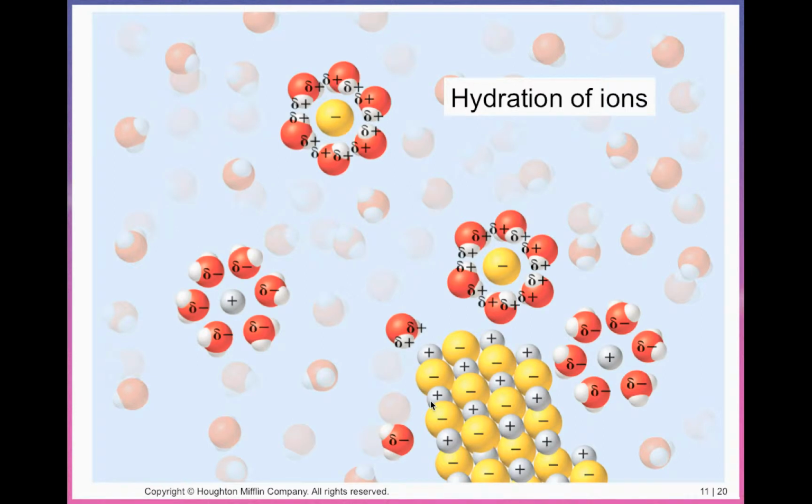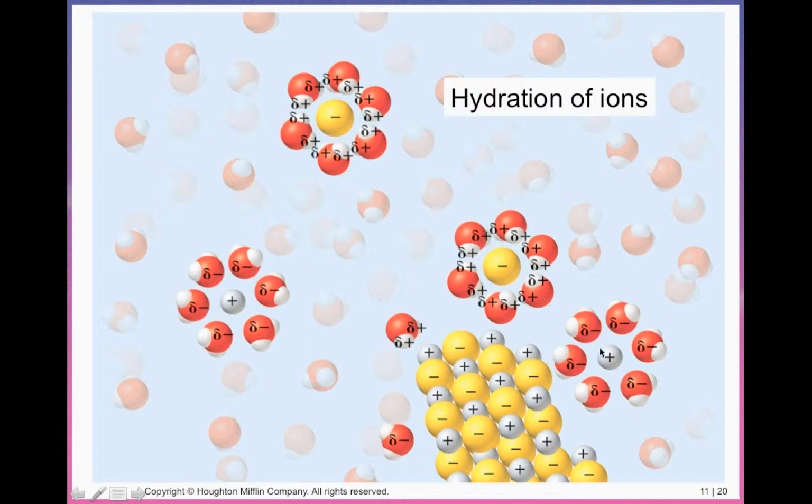Now, this is what hydration means here. Here we have an ionic compound, oppositely charged ions bonded together. And here are water molecules. Now, water molecules have partial charges on them, and they're attracted to oppositely charged ions. So here we have the positive end of the water molecule attracted to negative ions, and the negative end of the water molecule attracted to positive ions.